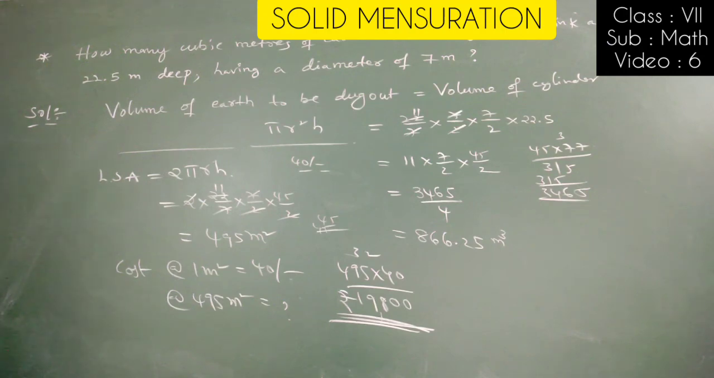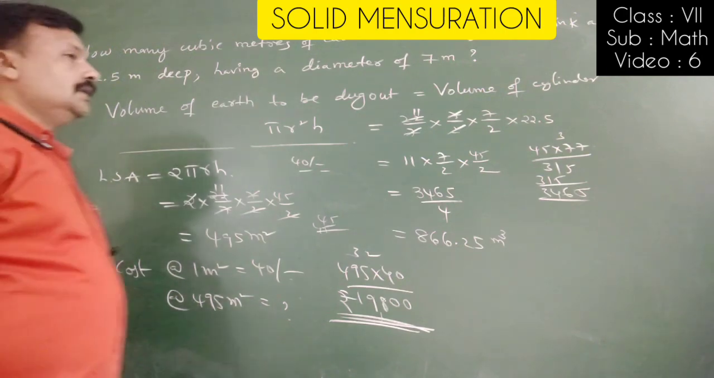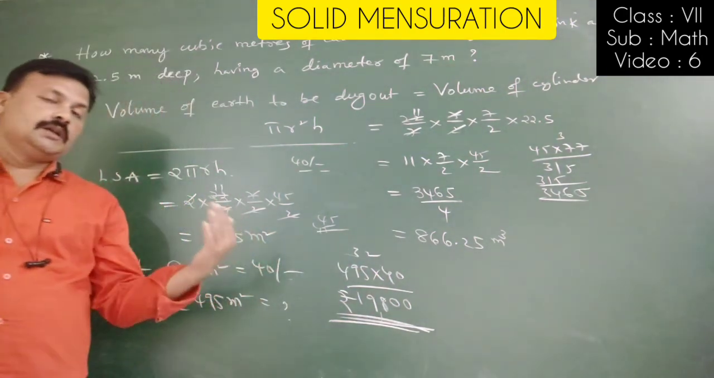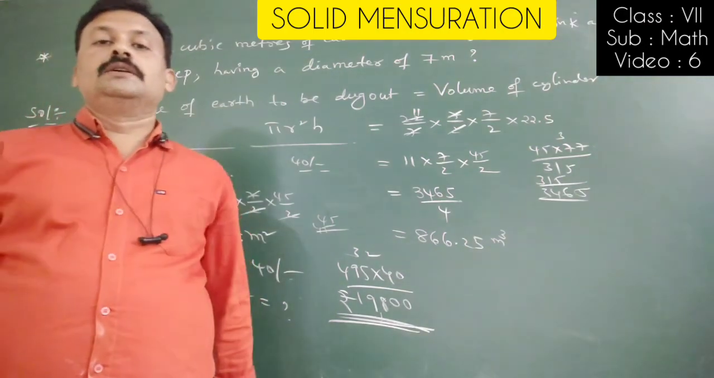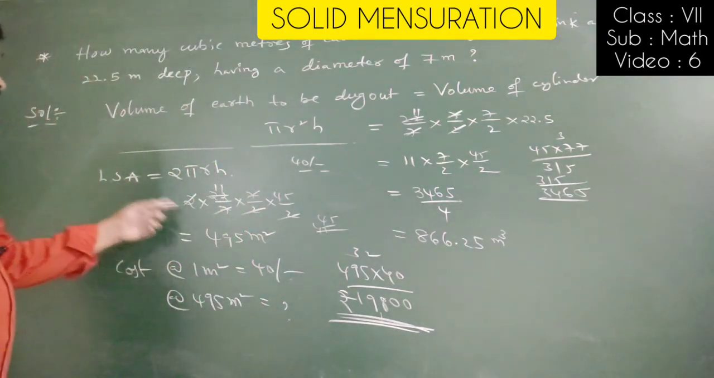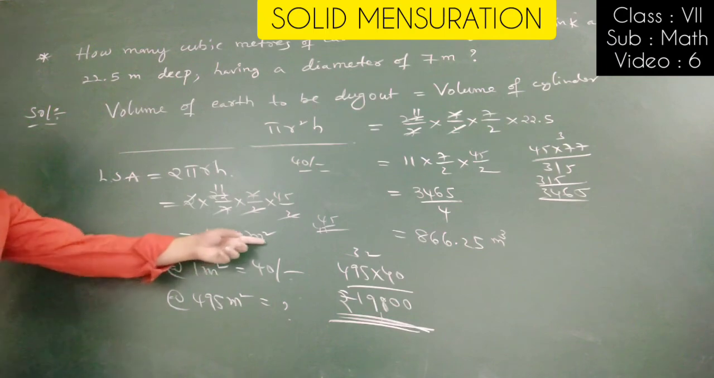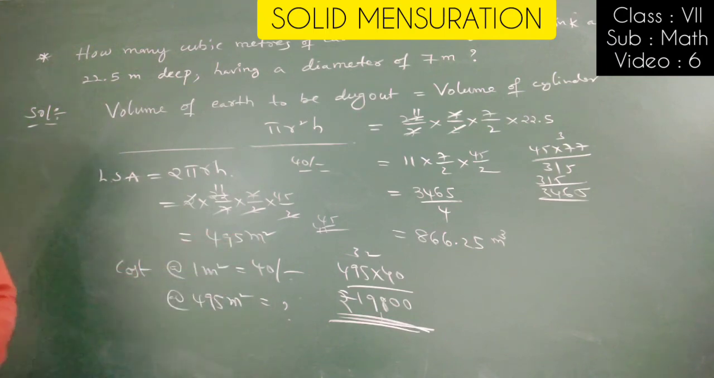Okay, for the second part, the cost of plastering the inner curved surface area of the well at 40 rupees per meter square. For plastering the inner surface we require the lateral surface area of a cylinder, that is 495 per meter square, times 40. 495 times 40 means 19,800. In this way you can find the answer to the problem.